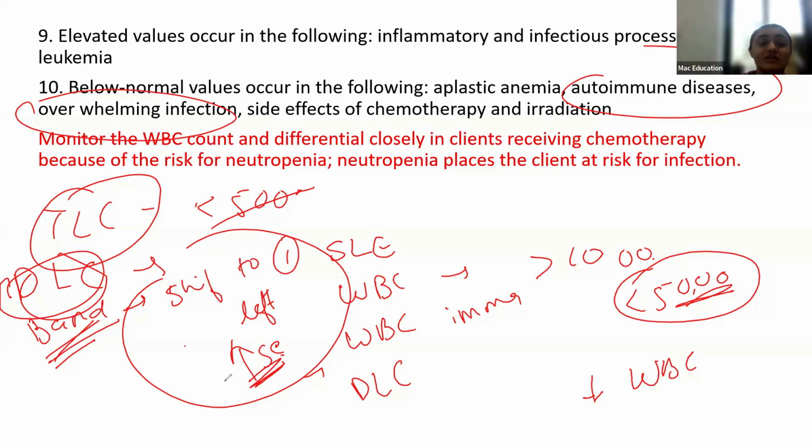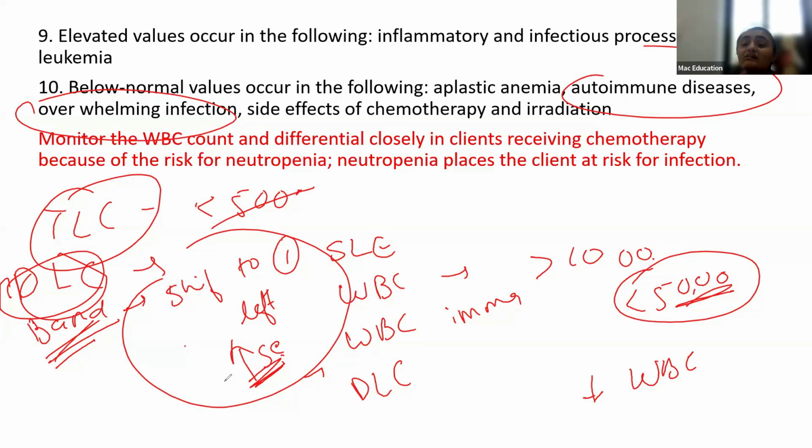Every student gets confused about shift to right, shift to left, and normal. Simply remember one thing. Normal WBC TLC should be between 5,000 to 10,000. You will not be asked in the examination what is shift to left and shift to right. You just need to clear the concept. Normal TLC is between 5,000 to 10,000. If it is mentioned that the differential count is shifted to left, it is high in shift to left.